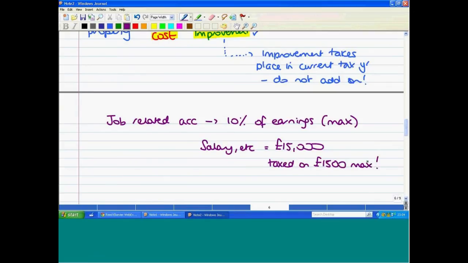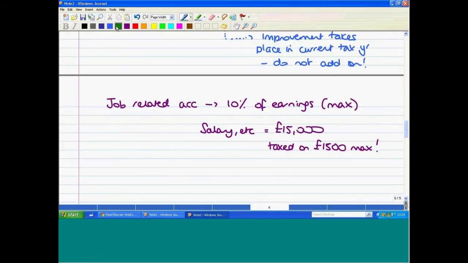Now, the other good news for job-related accommodation is if you also have your council tax and your water bills paid on your behalf, then those do not come into that. Those are just an exempt benefit. So if I'm a caretaker, if I'm a vicar, if I'm a policeman in a police house, and my employer pays my council tax and my water bills, that is a tax-exempt benefit.